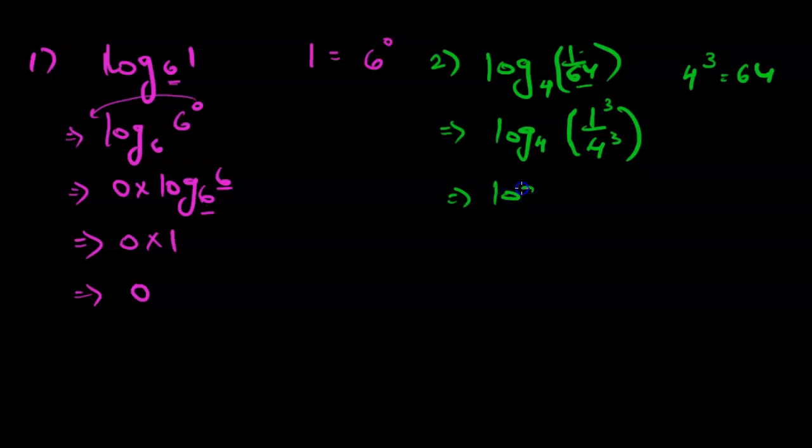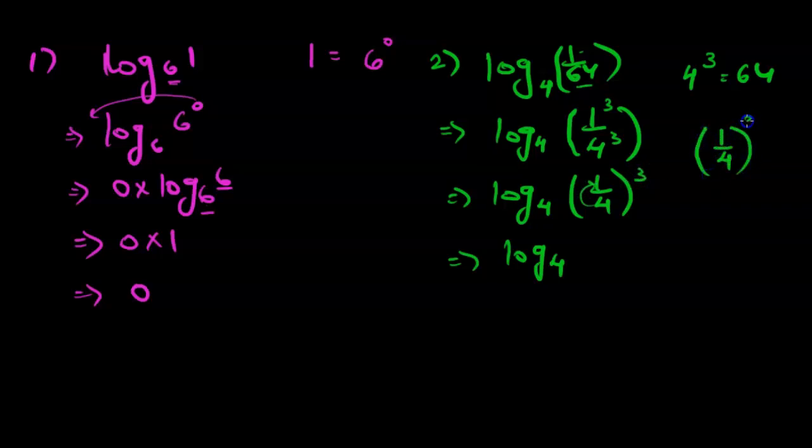So I can write this down as log to the base of 4, 1 over 4 whole to the power of 3. And why do I need to do this? Because I want this base to be 4, not 1 over 4. Now if I flip the base, this is an exponent rule from the previous grades, you're supposed to know it: when the base is reciprocated, the power becomes negative. So if it is 1 over 4 to the power of 3 and I write it down as 4, the power becomes minus 3.